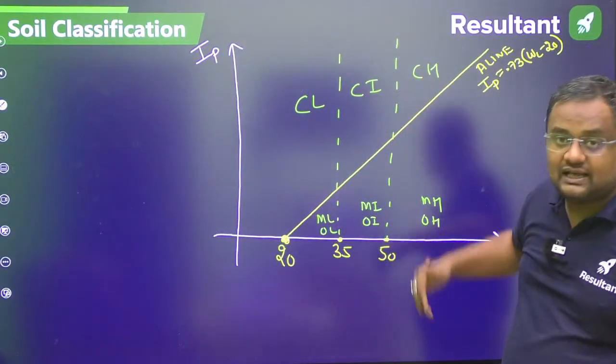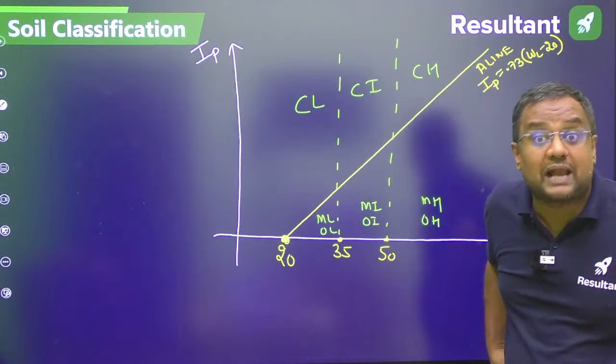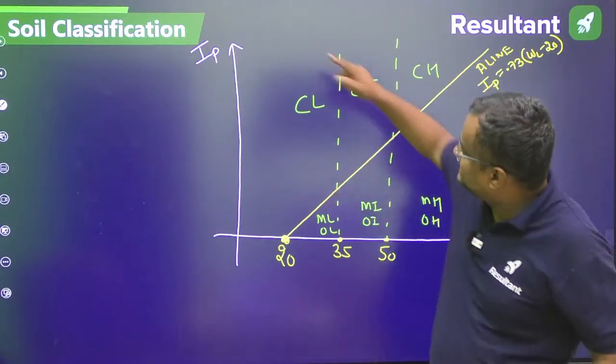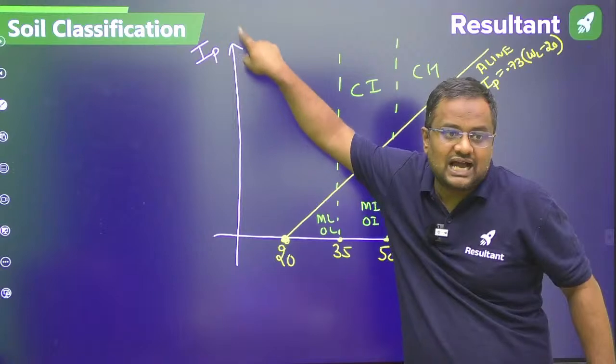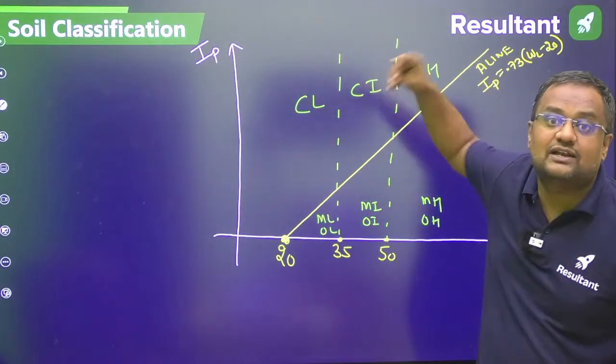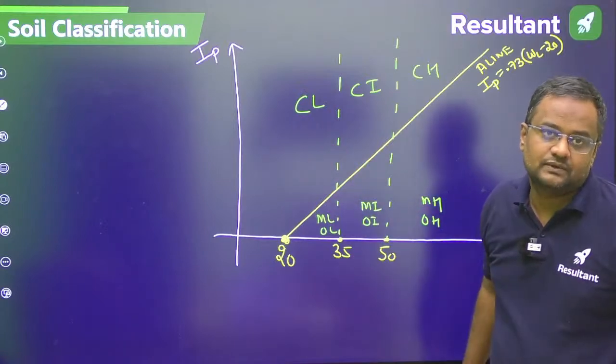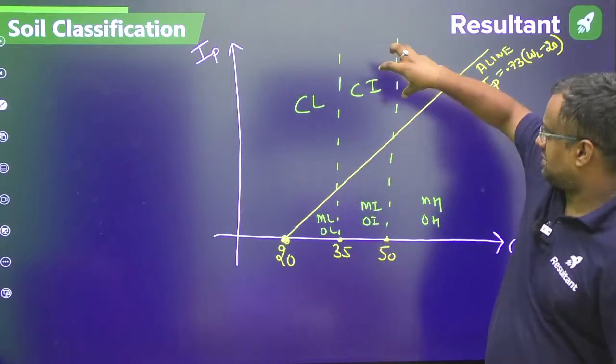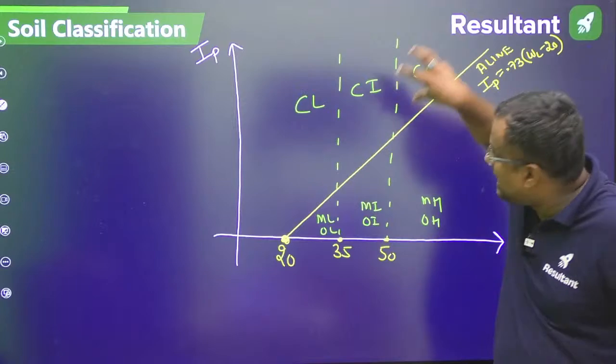So why is clay above, guys? Because clay is more plastic in nature. The y-axis is plasticity, IP, the plasticity index. Clay is more plastic; that is why it is above the A line. Nobody will tell you this, I am telling you. Everybody says if it is above, it is clay, and if it is below, it is silt. But why is it clay above? I have told you.